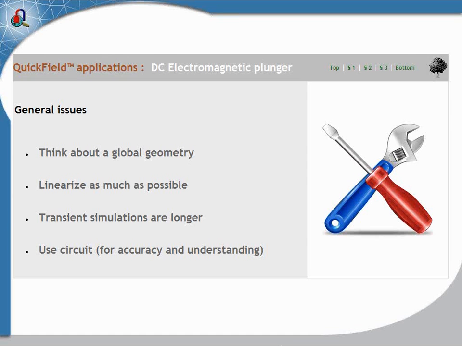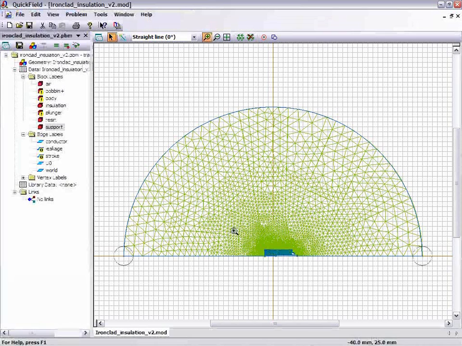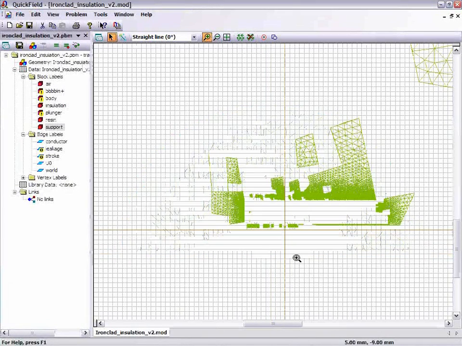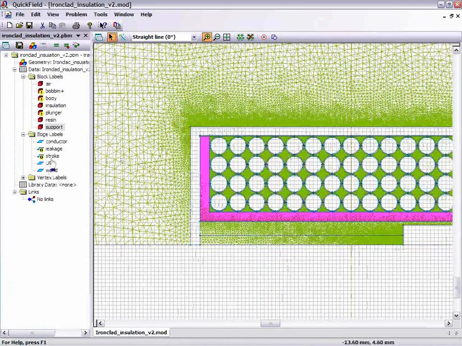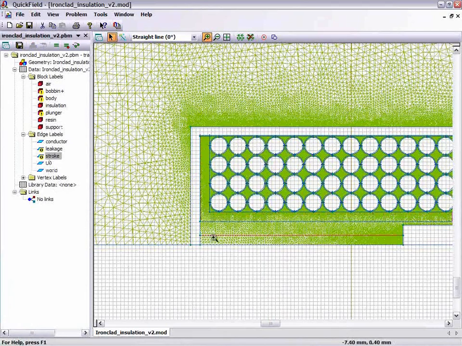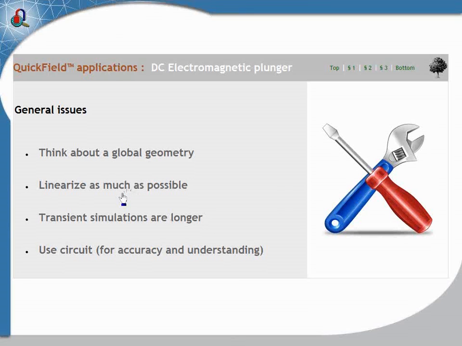So when you design your plunger or your appliance, you have to think to have an exhaustive geometry as soon as possible. For instance, here I have some parts that are not useful for the design, just as a stroke. Here, the stroke is not useful to check the insulation of our design, but it must be here to be common to every module.